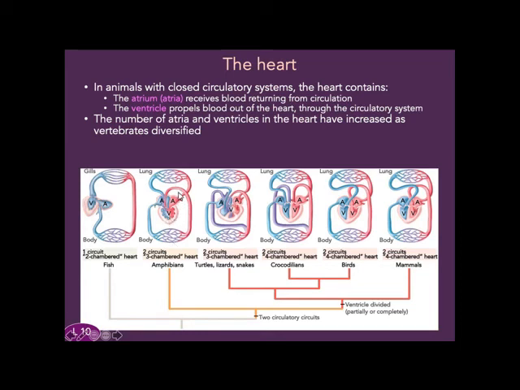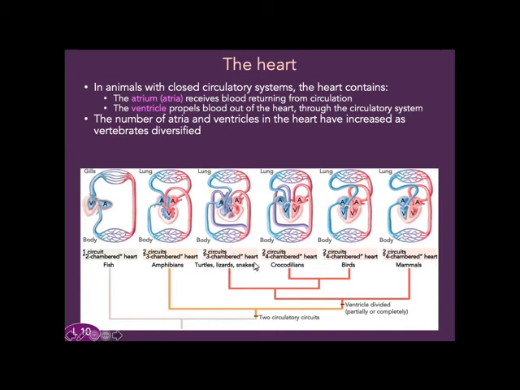So oxygenated blood is coming from the lungs into this atrium and then into the ventricle, and then that's being pumped out to the body, right over here. And then the deoxygenated blood is coming from the body into this atrium, into this ventricle, and then being pumped into the lungs.